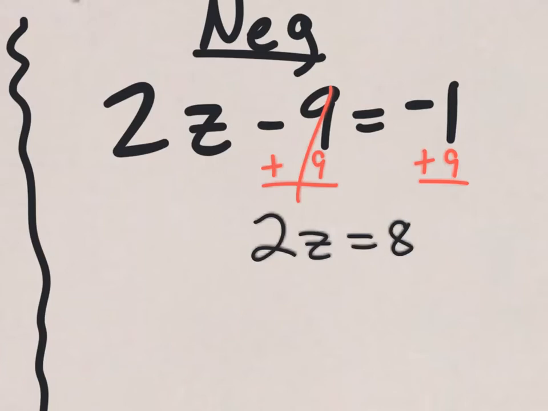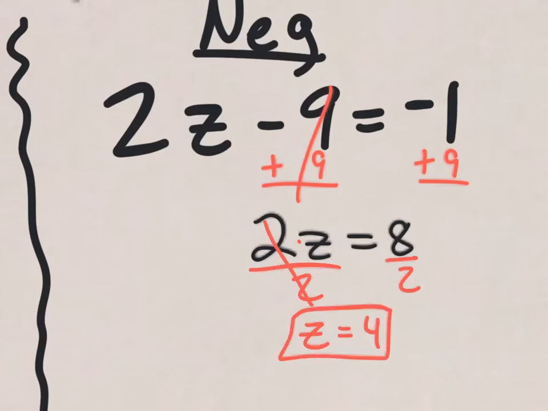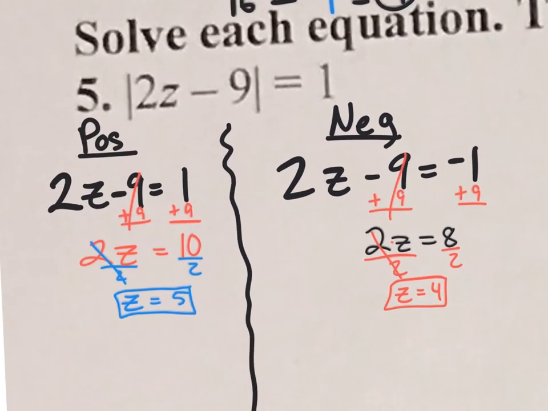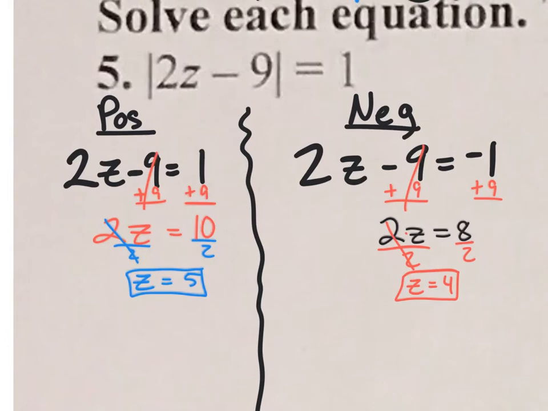Now, of course, you want to get rid of that multiplication of 2 in front of the z, divide by 2. What you do to one side, do to the other. Z equals 4. There's your other answer. So we truly have 2 answers for this question on number 5. The answer is 5 and 4.